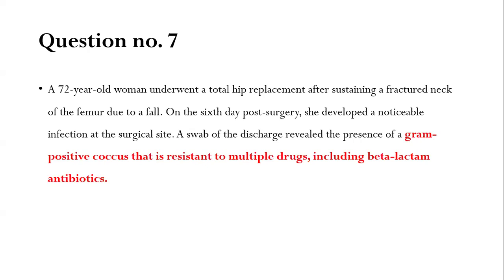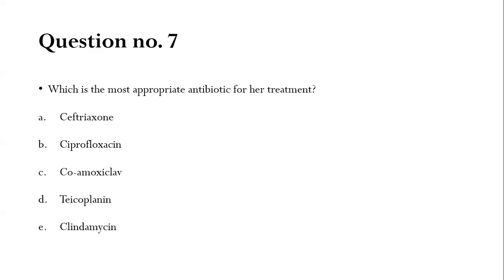So the next question is, this is a 72-year-old woman who underwent a total hip replacement after sustaining a fractured neck of the femur due to a fall. On the sixth day post-surgery, she developed a noticeable infection at the surgical site. A swab of the discharge revealed the presence of a gram-positive coccus, which is resistant to multiple drugs, including beta-lactam antibiotics. So, what is the most appropriate antibiotic for her treatment? A. Ceftriaxone, B. Ciprofloxacin, C. Co-amoxiclav, D. Teicoplanin, E. Clindamycin.